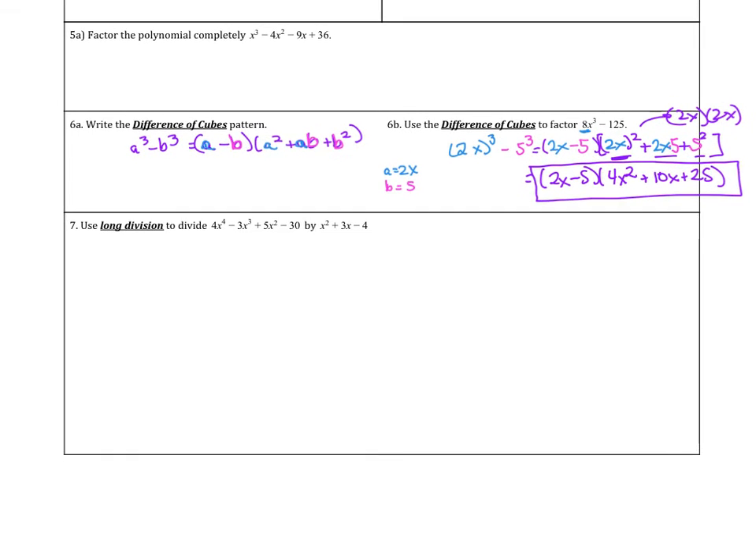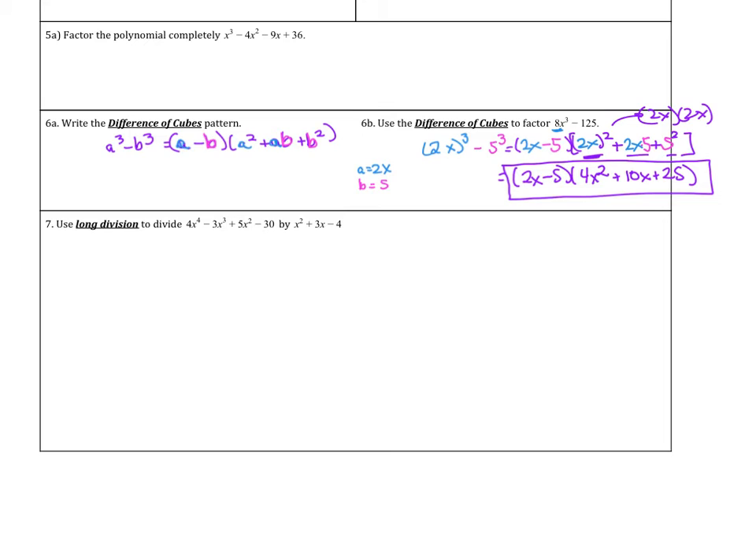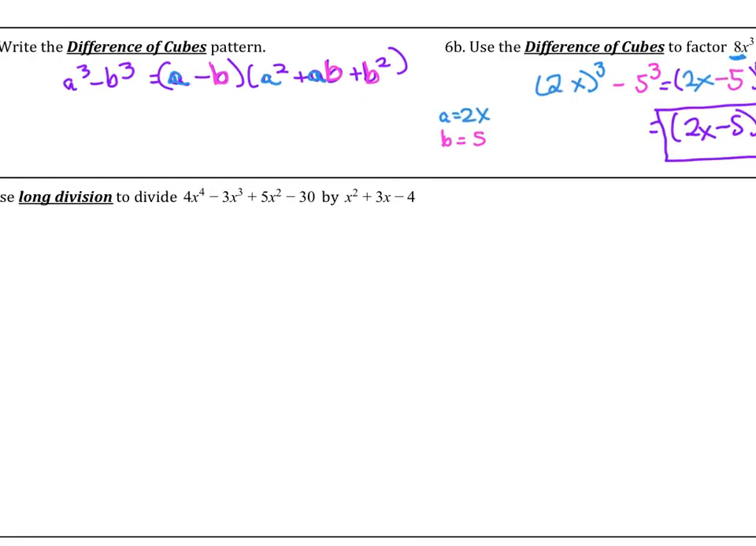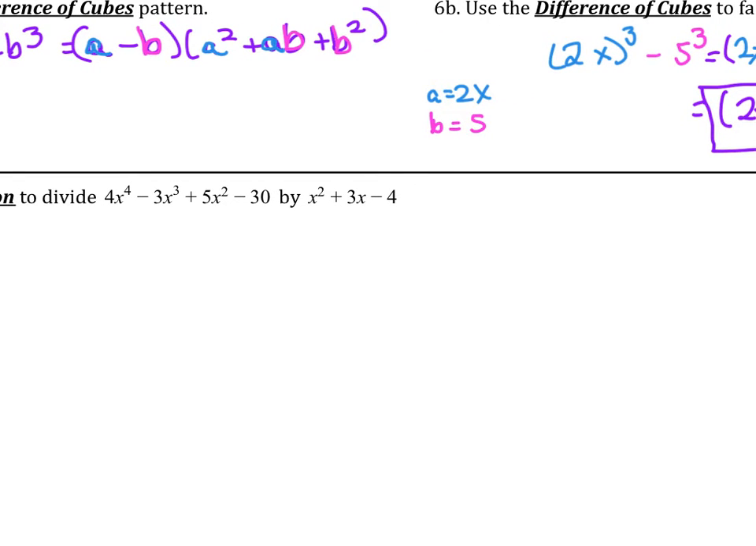Okay, number 7, long division. So whenever you're doing long division, you want to make sure that you're not missing any terms. So how I do that is I look at the variable and the exponents, make sure it's written in standard form, make sure it's descending in order. So I have x to the fourth, x to the third, x squared, and then I have no x to the first power. So that's the term that I'm missing, so I want to make sure I put a 0 in its place, a placeholder. And then we have our constant of 30.